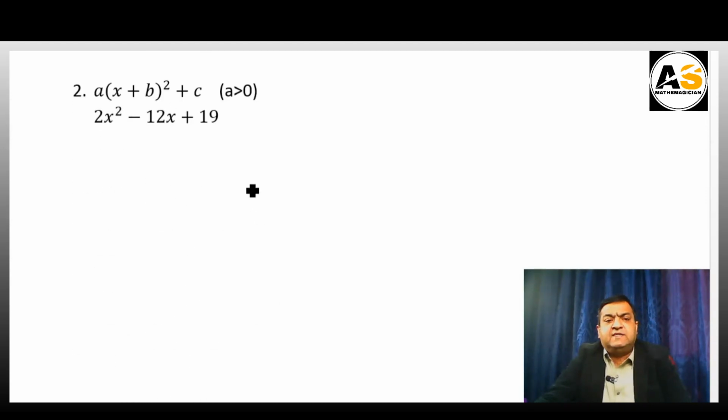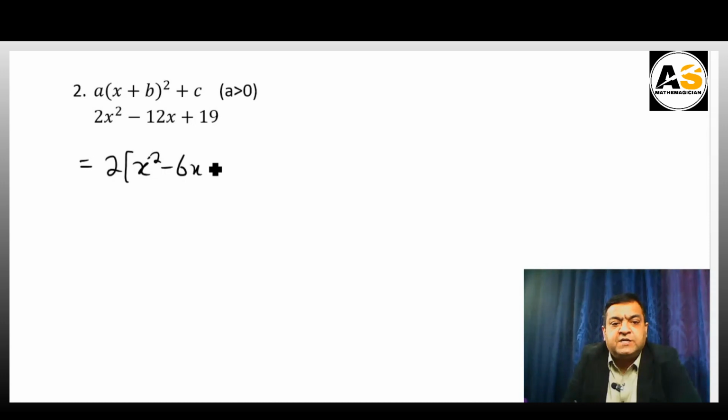Let us move to our second case now. Again, a is positive over here, but it is not 1. It is 2, 3, any other number. In this case, what we will do, we will take the coefficient of x square common in the first 2 terms. Constant will be written as it was. Now, we will complete the square by performing the same operation within the brackets.